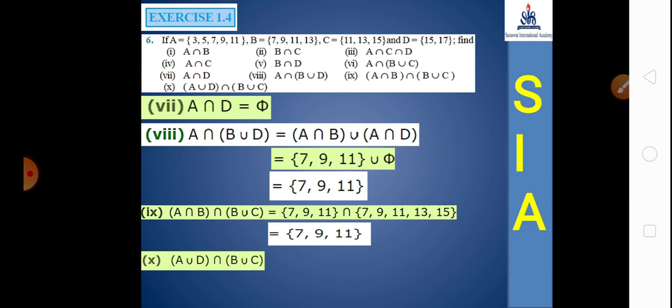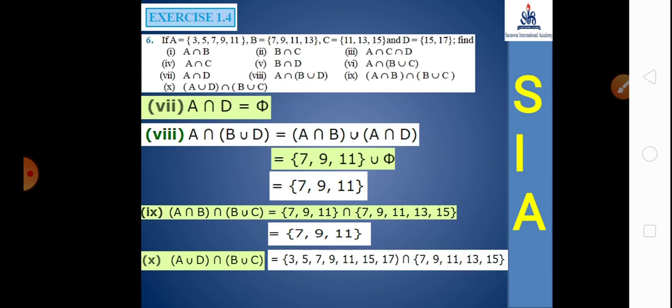Next, 10th one. A union D intersection B union C. Same, write down all the elements and say the intersection values, means common values, 7, 9, 11, 15. Yes, students, here we are done with all our 10 questions for question number 6. Next one.